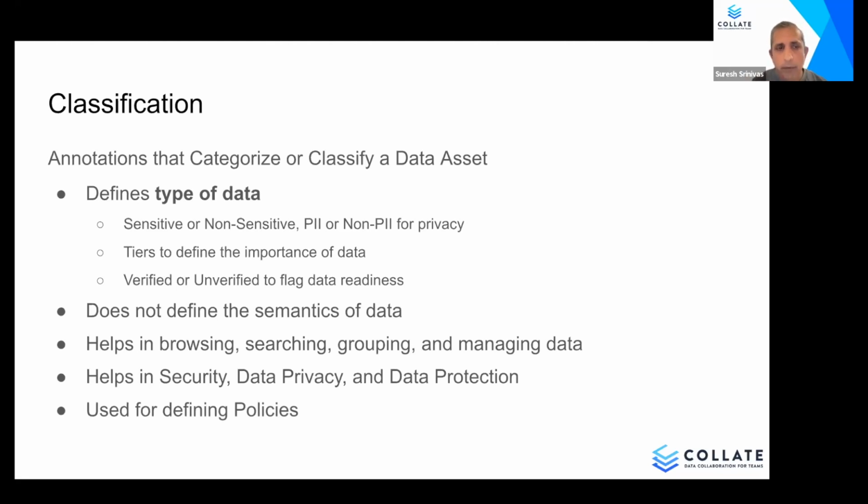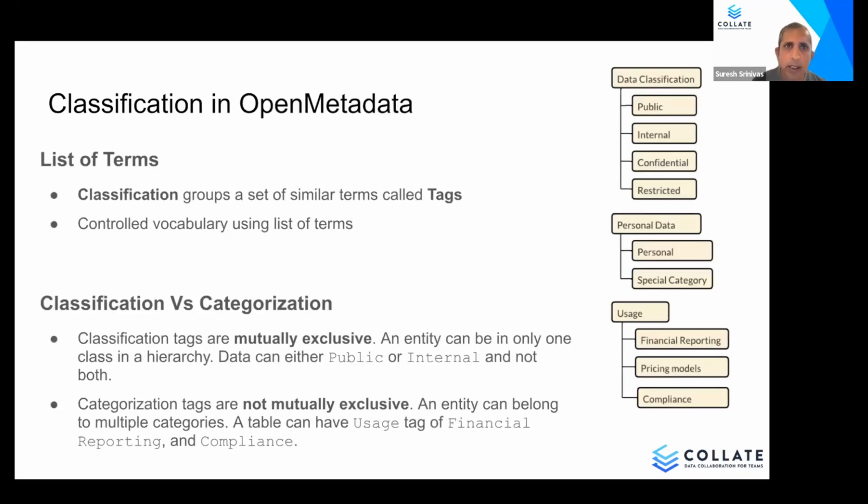And where is classification used? It helps in browsing, searching, grouping, and managing data. It also helps in security, data privacy, and data protection use cases. All of that is done by defining policies: access control policies, retention policies, data management policies. How do we do classification in open metadata? We use a list of terms. This is from knowledge organization systems. The list of terms is a flat list of terms. Classification is a group of similar terms called tags. So there's a controlled vocabulary using a list of terms.